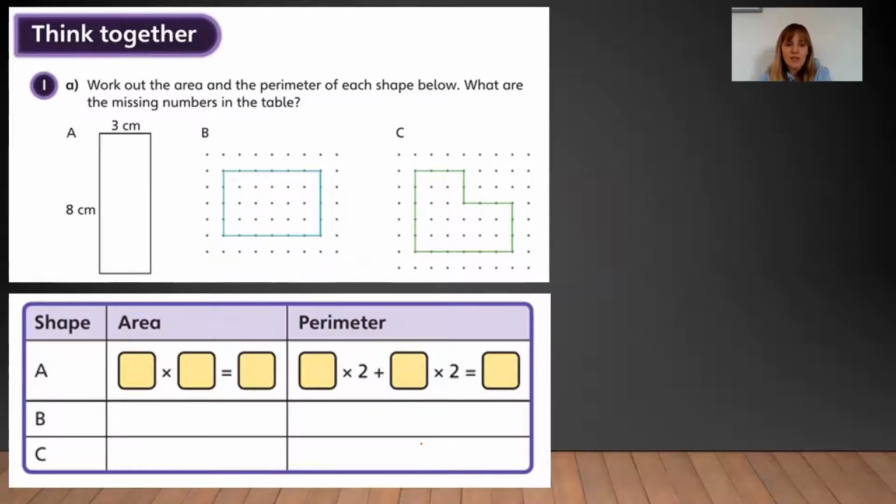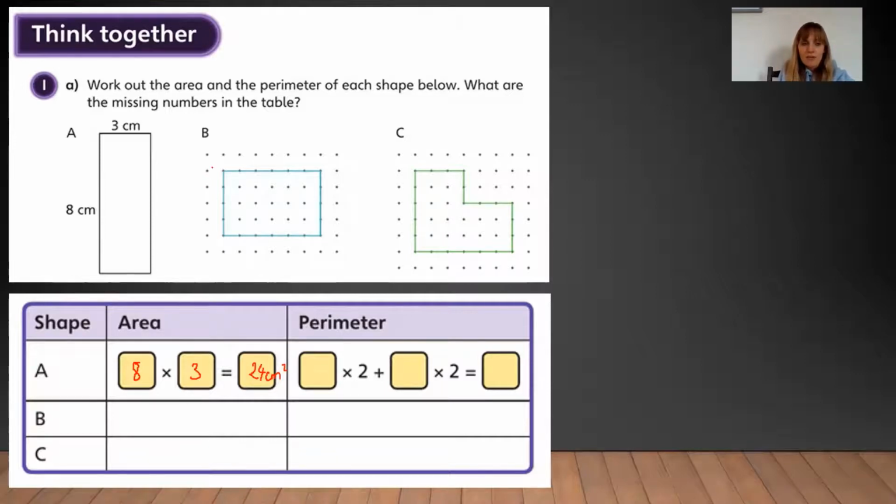Let's have a look at this thing together then. It's asking us to do just that. Work out the area and perimeter of each shape below. So for A, let's have a look at this one together. We've got the area of A. Now the area of A, you can see we've got to do the length times the width. So we've got 8 times 3. 8 times 3 is 24 centimetres cubed.